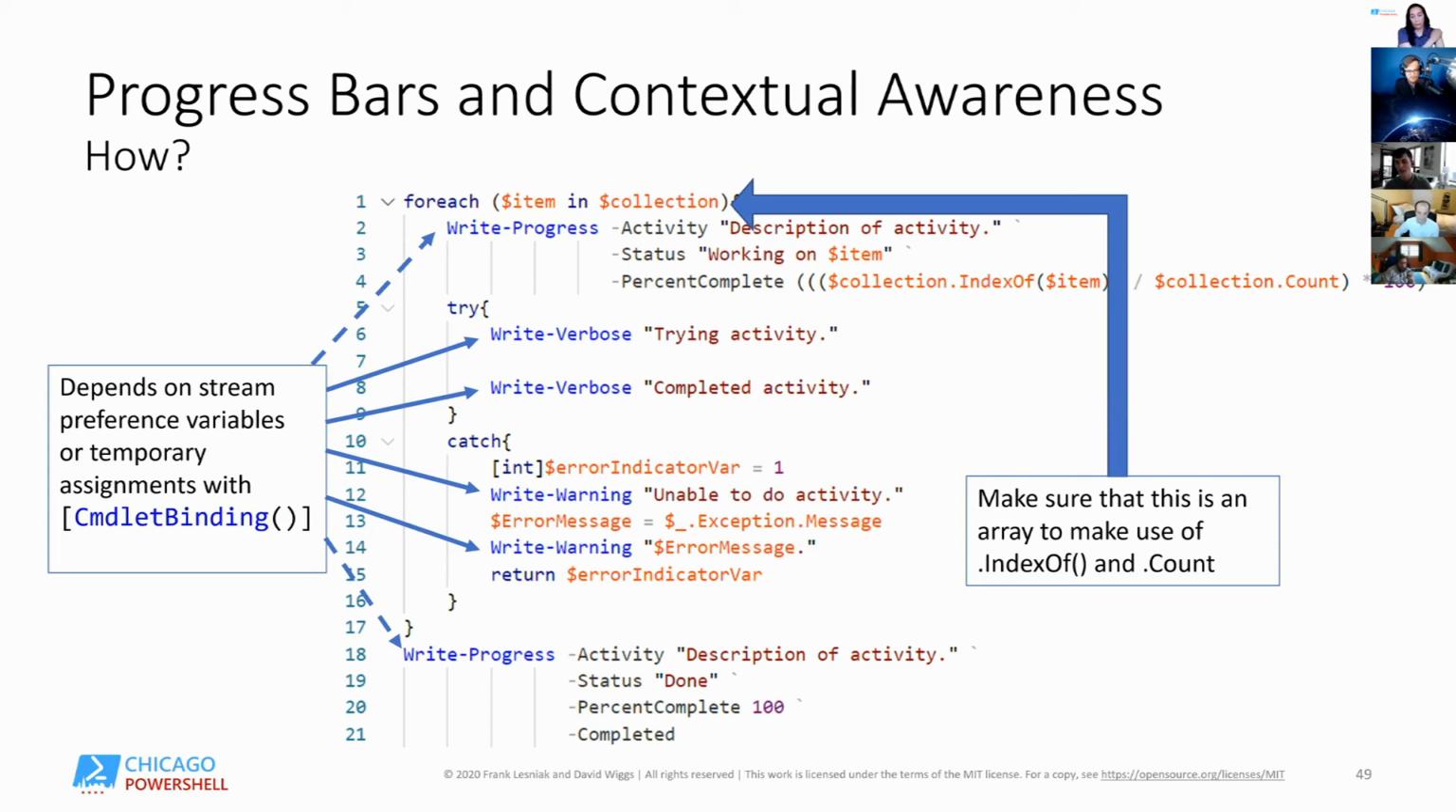But in general, the big thing is when we use Write-Progress and it's likely going over a collection, make sure that collection is an array. And if you're not seeing the progress or the output that you want, always check your preference variables, which we'll get into here shortly.